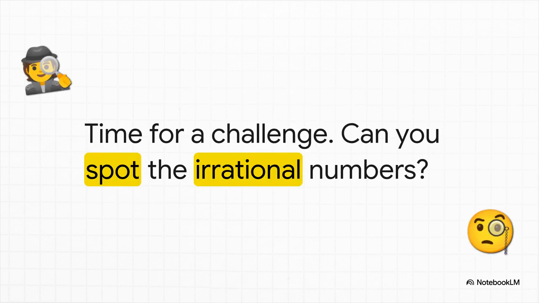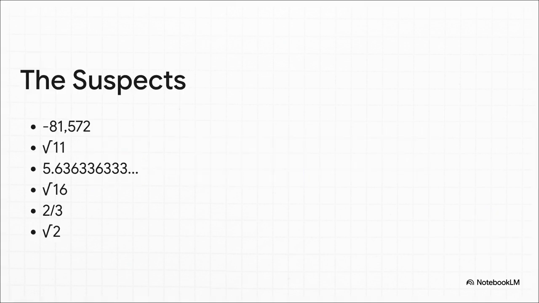All right, so you've seen the evidence, you've heard the definitions. Now, it's your turn to be the detective. I'm about to show you a lineup of suspects. Time for a little challenge. See if you can spot the irrational ones. Okay, here's our lineup of suspects. We've got a whole mix here. An integer, a weird-looking decimal, a fraction, a couple of square roots. Take a second, look them over. Which ones are the irrationals?